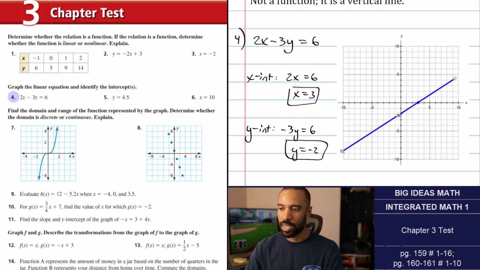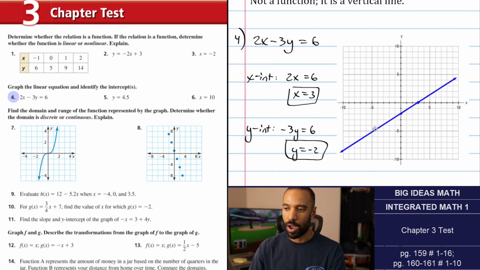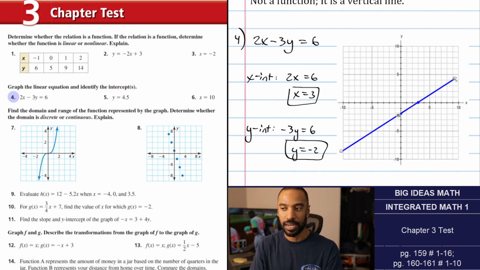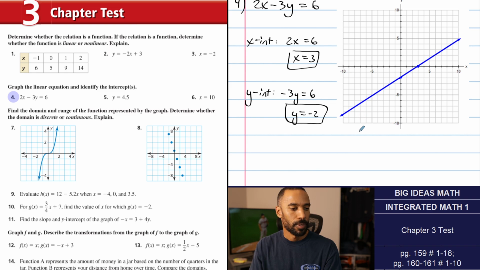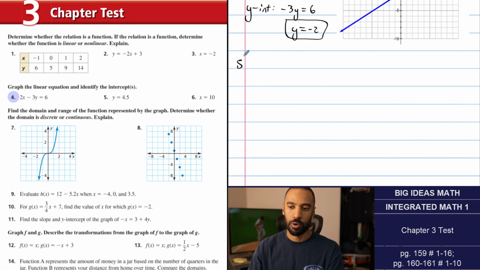If you got this in slope-intercept form, your equation should say y equals 2/3 x minus 2. I can tell just based off the graph that we're looking at. And I think in our next chapter, we're going to have to do something like that: write an equation based off a graph or other information. Number 5 says y equals 4.5.